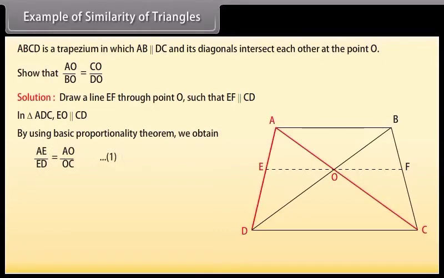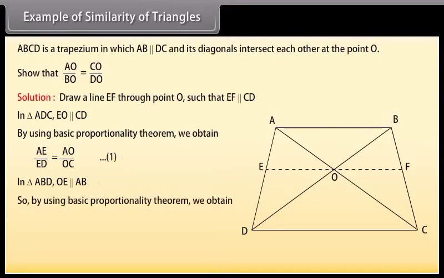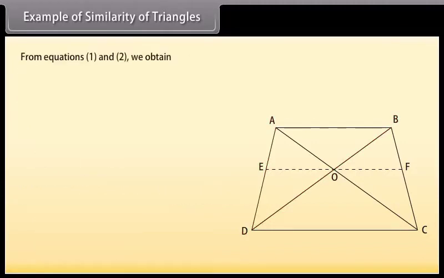Mark it as 1. In triangle ABD, OE is parallel to AB. So, by using the basic proportionality theorem, we obtain ED/AE equals OD/BO, which implies AE/ED equals BO/OD. Mark it as 2. From equations 1 and 2, we obtain AO/OC equals BO/OD, which implies AO/BO equals OC/OD.